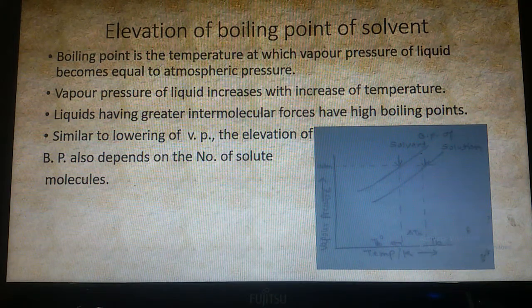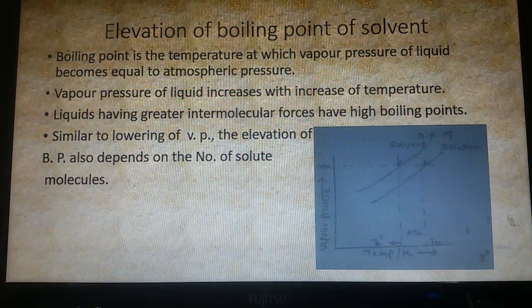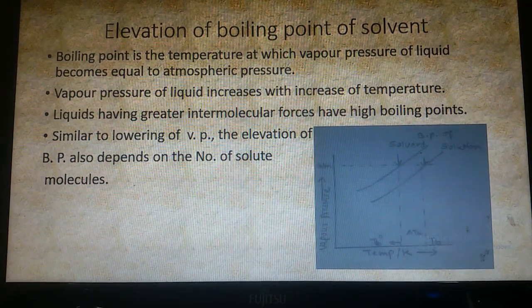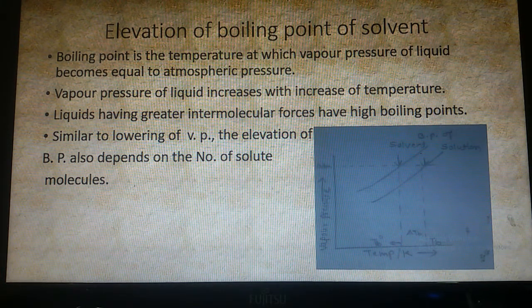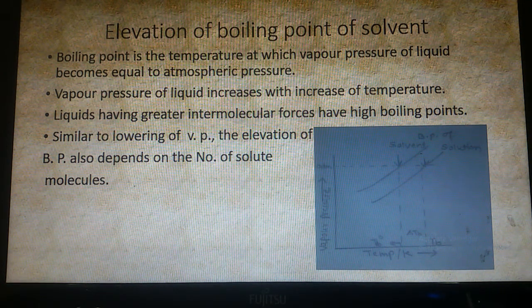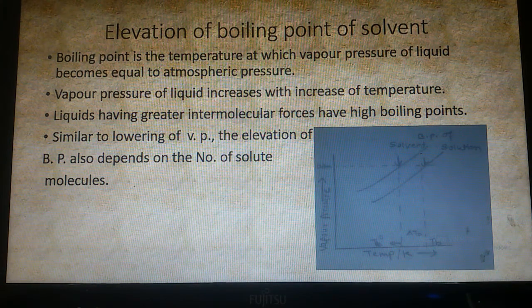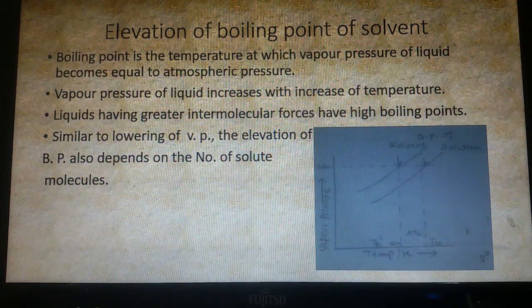The first property is elevation of boiling point of the solvent. Boiling point is the temperature at which the vapor pressure of a liquid becomes equal to atmospheric pressure, and the vapor pressure of a liquid increases with increase of temperature. Liquids having greater intermolecular forces have a high boiling point.